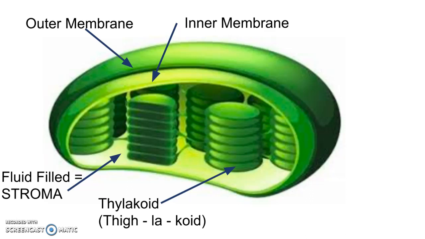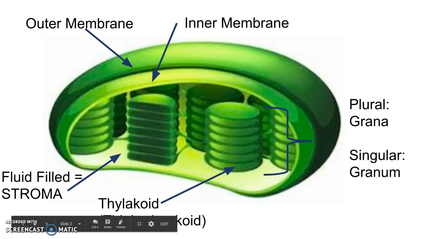And the thylakoids are stacked on top of each other. And the thylakoid stacks are called grana if you're talking about lots of them, or granum if you're talking about just one. So the entire stack is a granum.